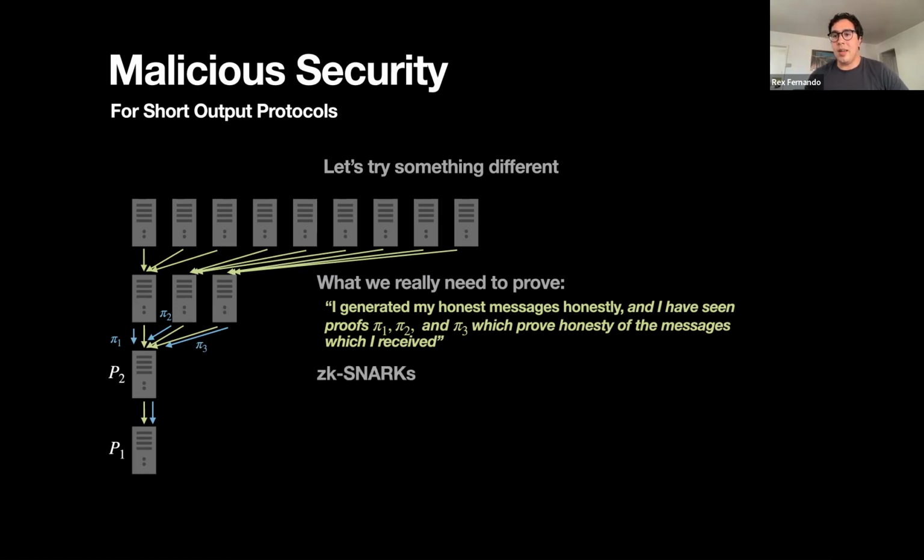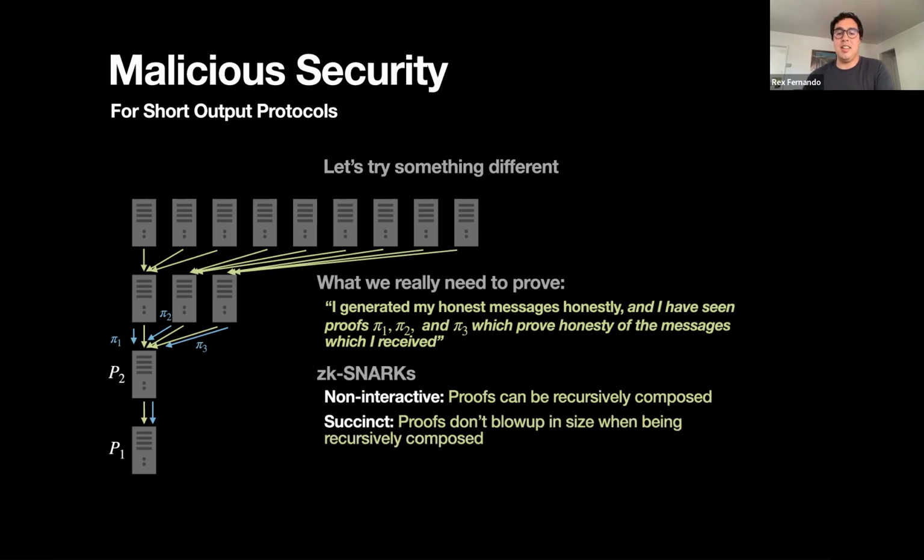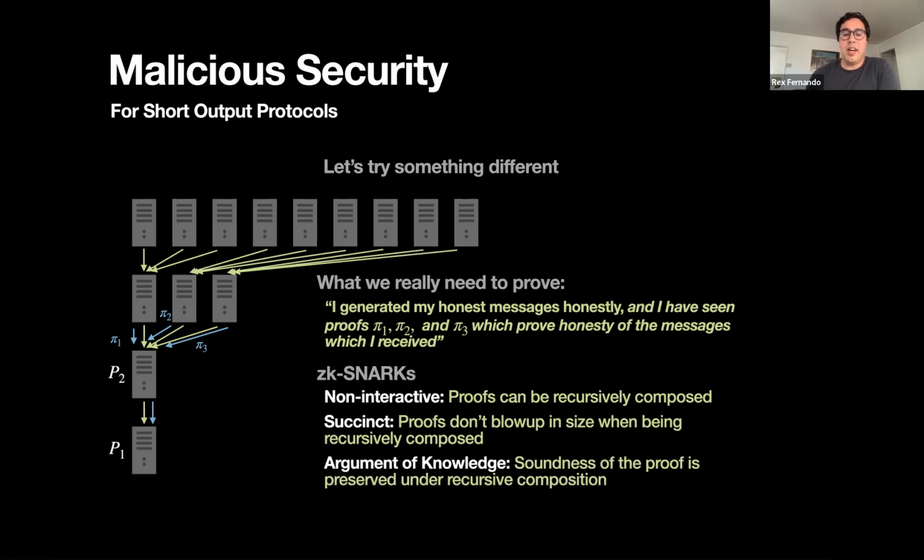So it turns out there's a particular type of zero-knowledge argument which is very well attuned to this kind of recursive composition, and this is called a ZK SNARK. And the reason why is because, first of all, it's not interactive, which means the proofs can be recursively composed. Second is that it's succinct, which means the proofs don't blow up in size when being recursively composed. And finally, it's an argument of knowledge, which means that soundness of the proof is preserved under this recursive composition.